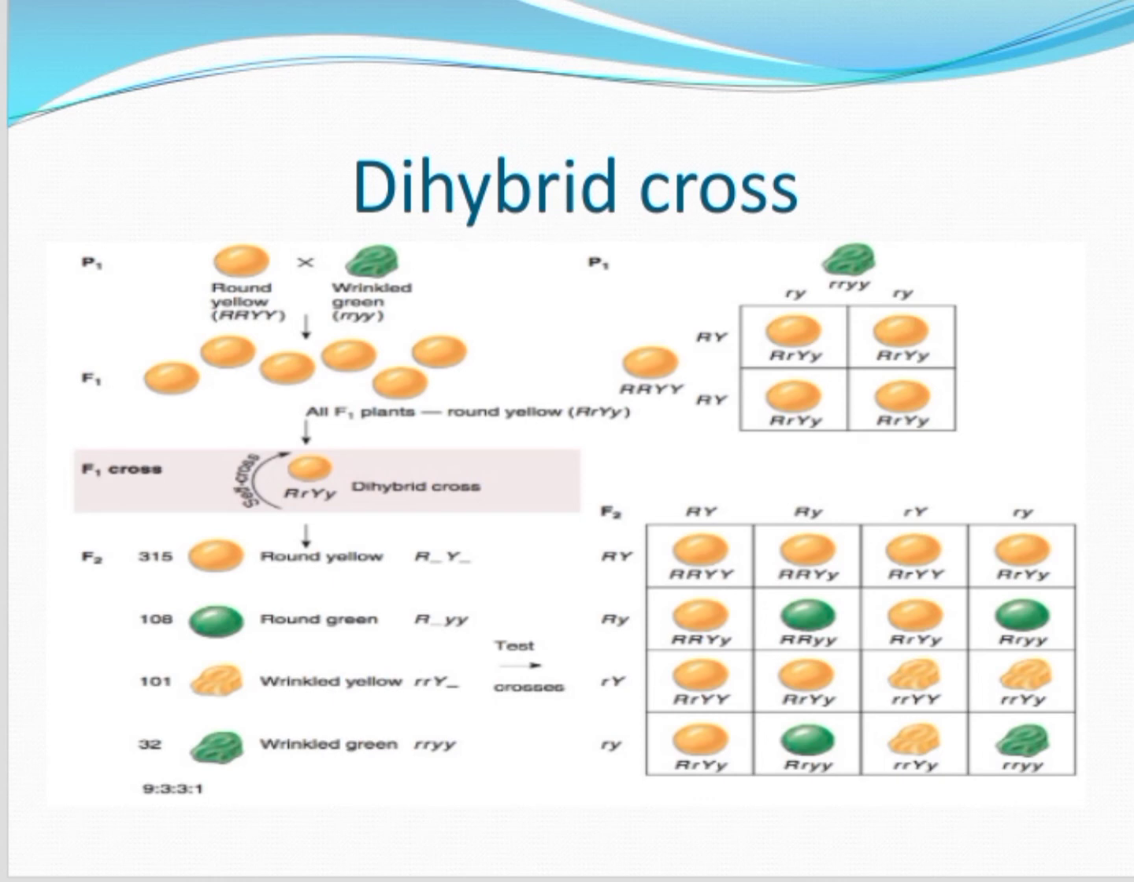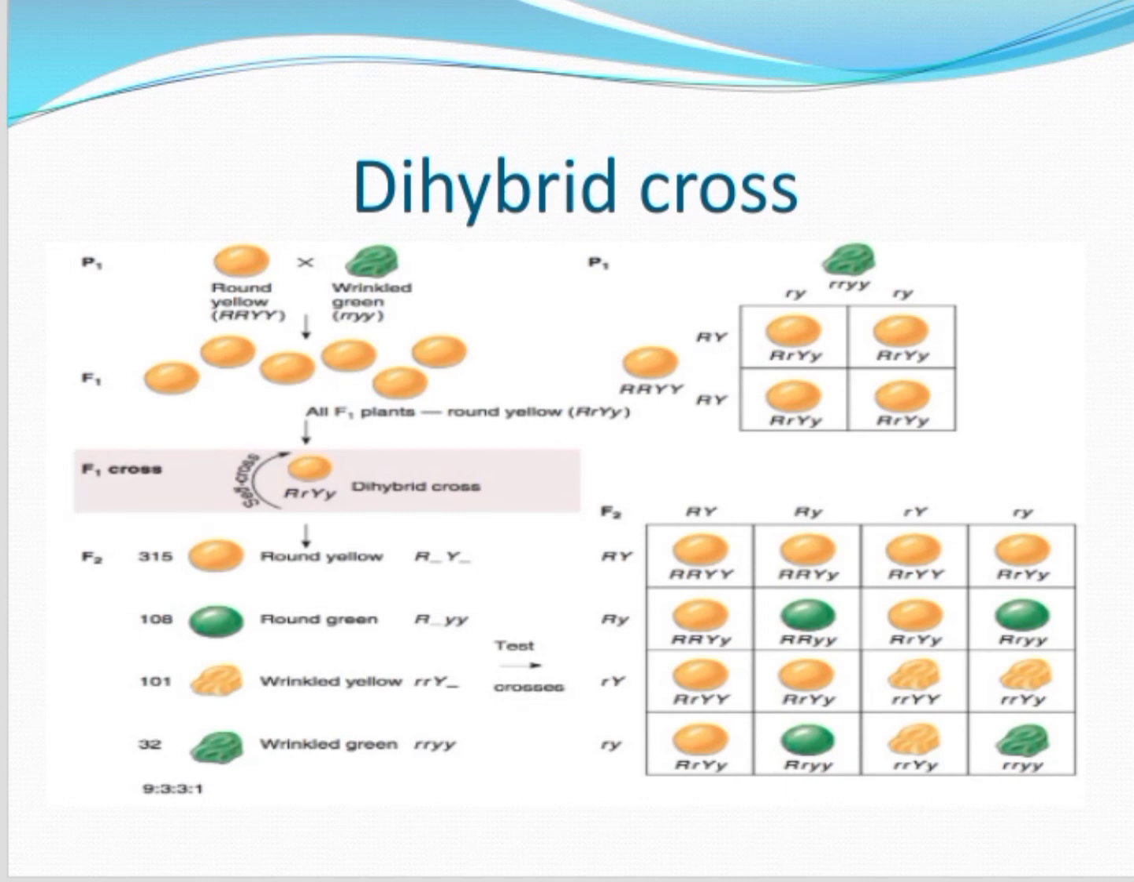Again, he self-pollinated. The result is like this. If you see the checkerboard, two capital R's denote round and two capital Y's denote yellow. So that is the dominant. So we got the phenotypic and genotypic ratios. We know the phenotypic ratio means physical appearance, and the genotypic ratio means genetic makeup.